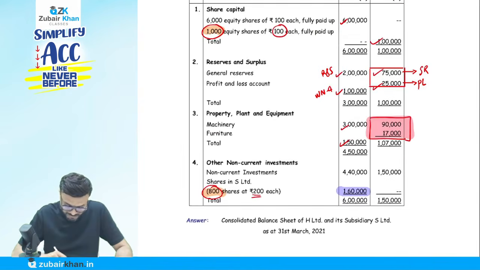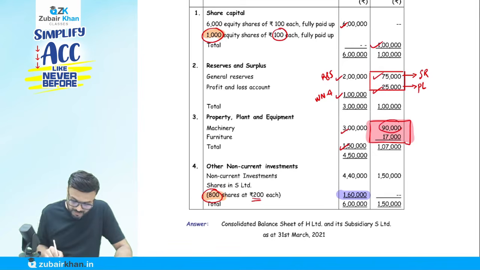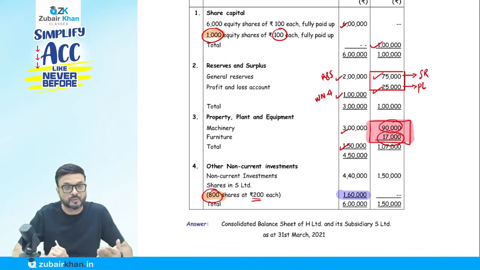Now what happened after this that we have? What about this 90,000 and 17,000? You will tell me. So write it down there also. No, there's one adjustment on it. So we'll discuss it. Just wait for 5 minutes.